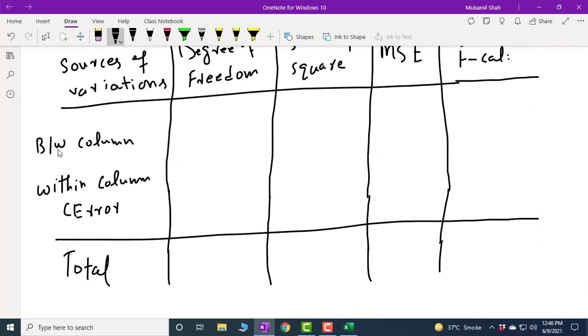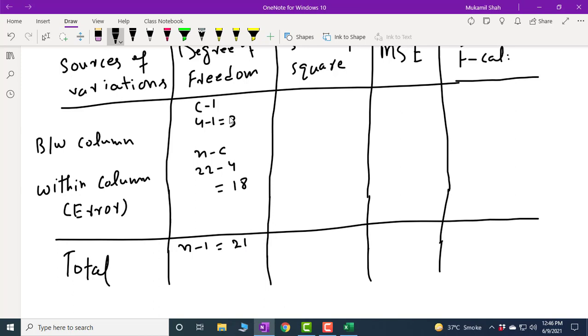Remember, in this case, the between-column degree of freedom is equal to c minus 1, but we know that there are 4 columns, so 4 minus 1, this is equal to 3. Similarly, the degree of freedom for error is equal to n minus c. N is equal to 22, number of columns is equal to 4, so this is equal to 18. And total degree of freedom is equal to n minus 1, and this is also equal to the sum of these two, which is equal to 21.